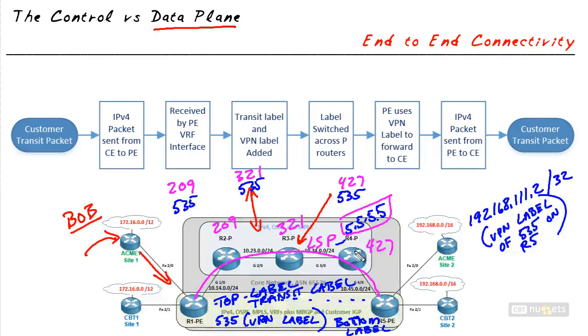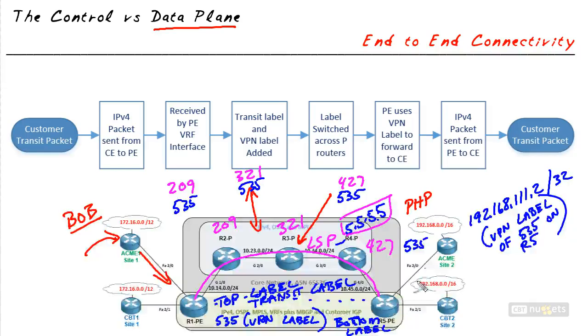And then once R4 gets it, R4 says, oh my goodness, R5 is advertising the implicit null. And so what R4 will do, it'll do the PHP. But it's not going to tear off all the labels. It's just going to pop off the top label. So the packet that's being sent to R5 is going to have one label on it, 535. That's the VPN label that R5 needs to work with.